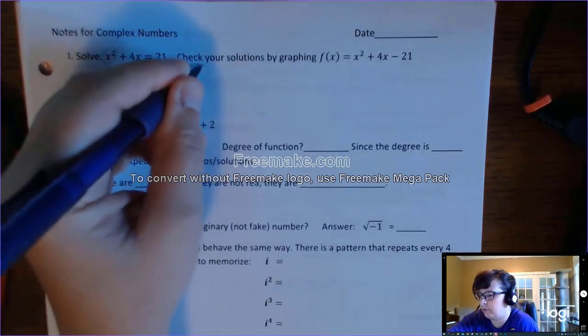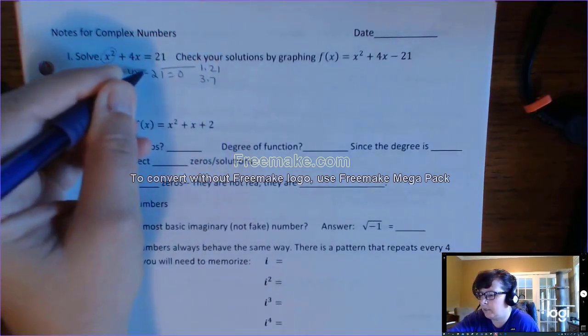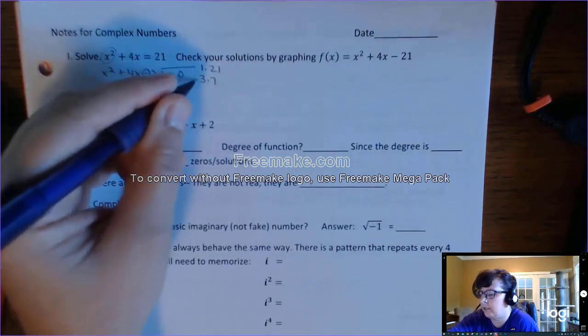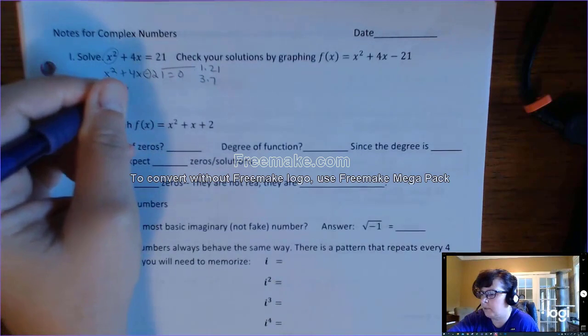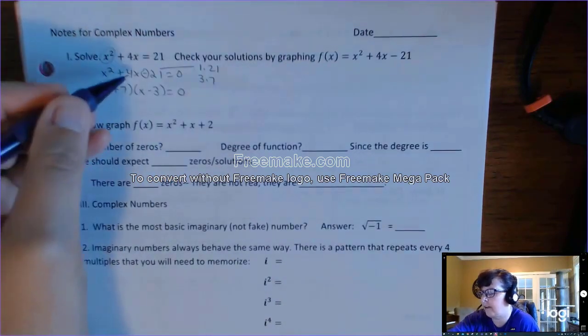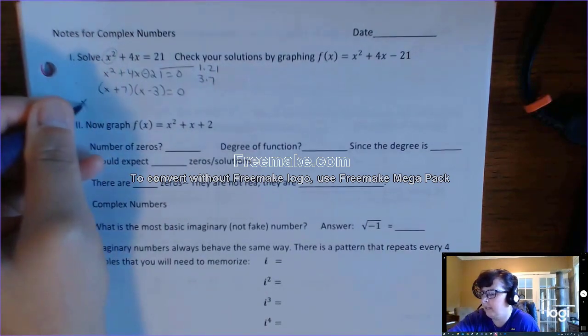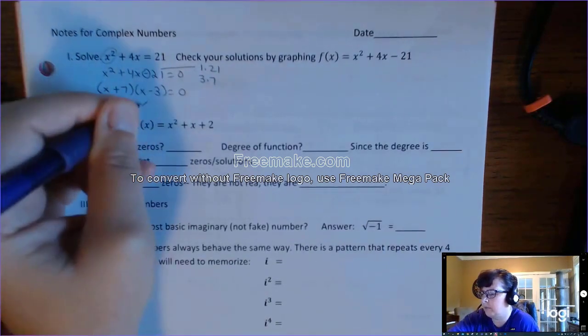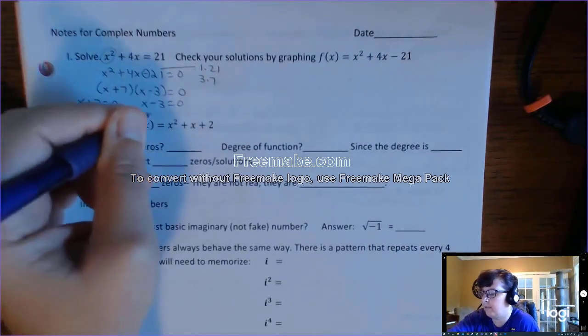The factors of 21 are 1 and 21, 3 and 7, and we want to see which one of those factors subtract to be 4. That would be 3 and 7. So (x + 7)(x - 3) = 0 is the factored form. You want a positive 4, so the 7's positive. Then you set each factor equal to 0, and you get x is equal to negative 7 or x is equal to 3.